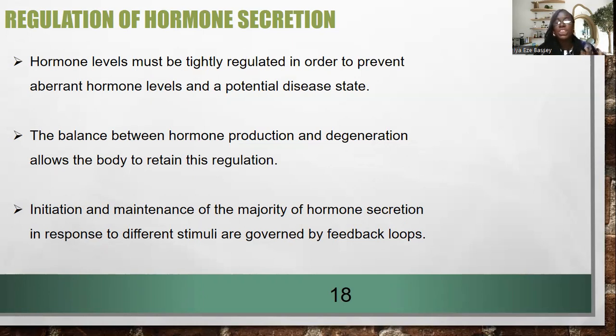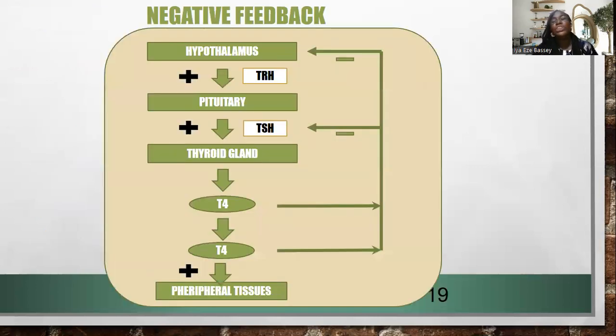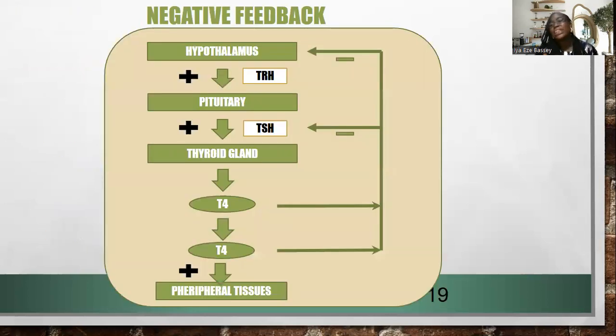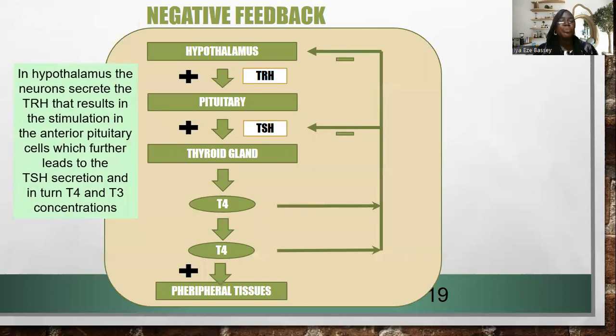Okay, so initiation and maintenance of the majority of hormone secretion in response to different stimuli are governed by feedback loops. Like I said, feedback, feedback, feedback. What is feedback? A response to information that is given. So we do have negative feedback and positive feedback. I will give you a classical example. Negative feedback: here we have the hypothalamus, pituitary, thyroid gland axis, which is usually controlled by negative feedback.